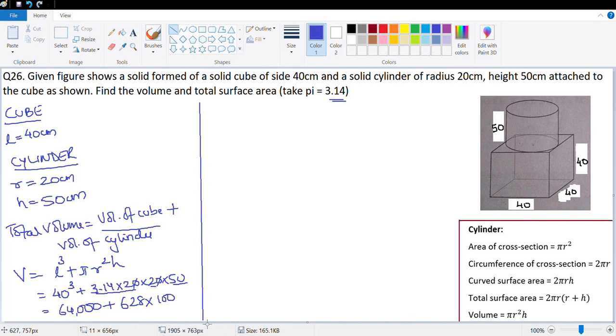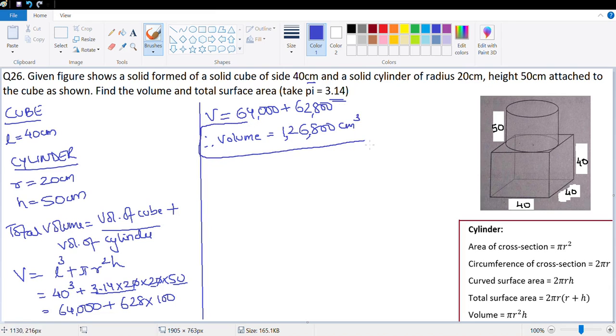Let me just confirm if I have done my calculation correctly. 16 into 4, 64 with 3 zeros. I have removed these 2 zeros to give this 314 into 2, that's 628, multiplied by 50 into 2, that's 100. So volume is equal to 64,000 plus 62,800. Therefore, volume is equal to 126,800, and the unit is centimeter cube. Perfect. So 1,26,800 or 126,800 centimeter cube.